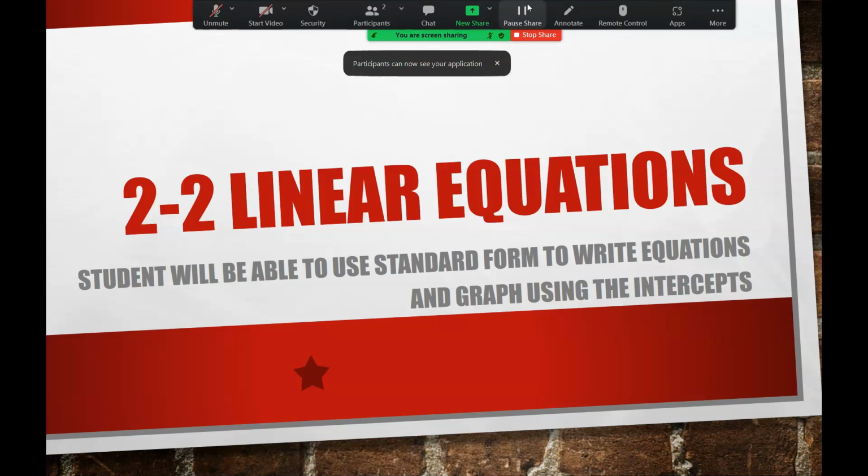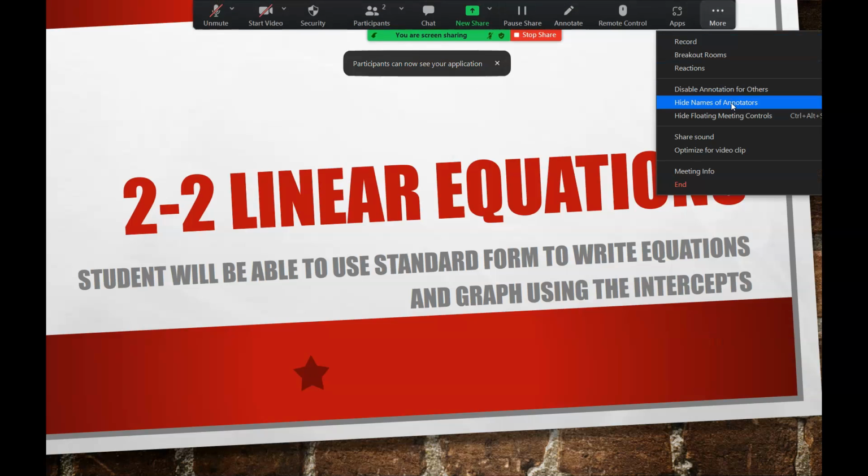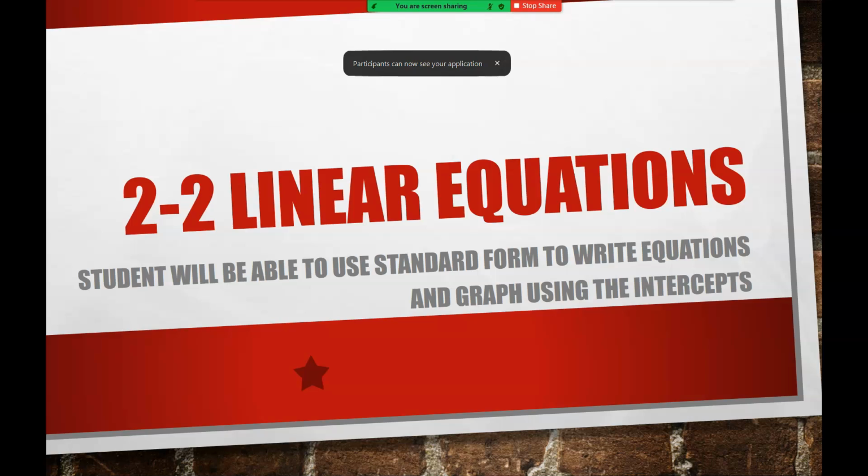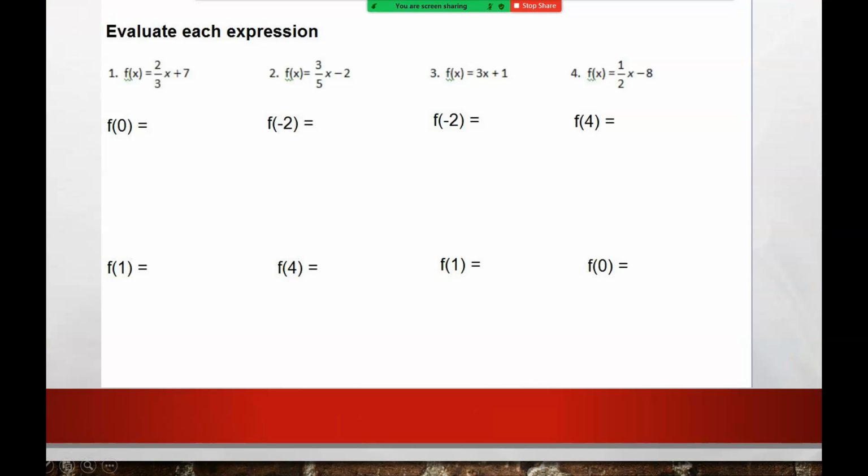Right, so we are looking at linear equations. Yesterday and the day before we talked about function notation. We learned how to evaluate expressions in function notation. So as our warm up and to get us thinking mathematically, we're going to evaluate each of the following four functions for those given points.